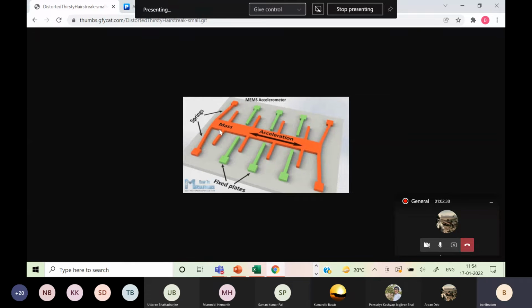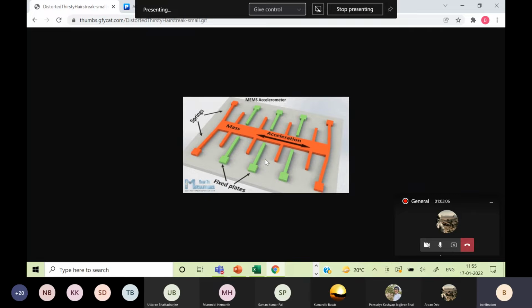Yes, sir. Here you can see the mass and these are the springs. The orange color is the proof mass and some beams are attached to it, and the other green color beams are fixed. When some acceleration is applied, the middle mass along with the orange beams moves, and accordingly the gap between the orange beams and the green beams changes. One side is increasing, another side decreasing, and that will give you the differential capacitance.